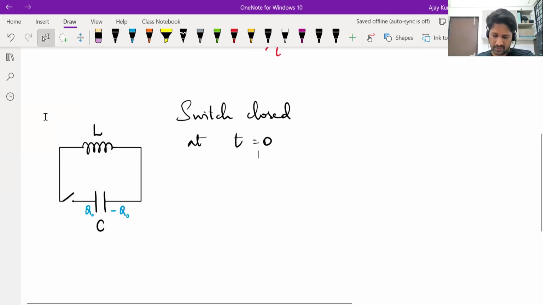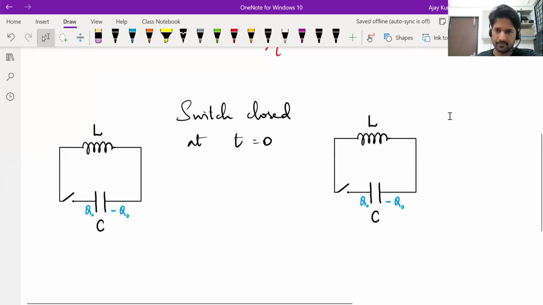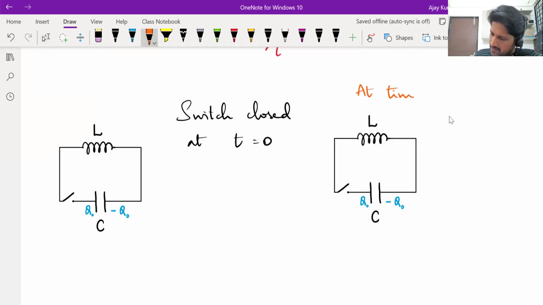After you close the switch at a random instant, the situation will be like this. So you can say at time t, some random instant t, when the switch is closed, there will be a current flowing this way. The charge would have changed. So let's consider a random charge small q on this plate, minus small q on the other plate, and the current is I.